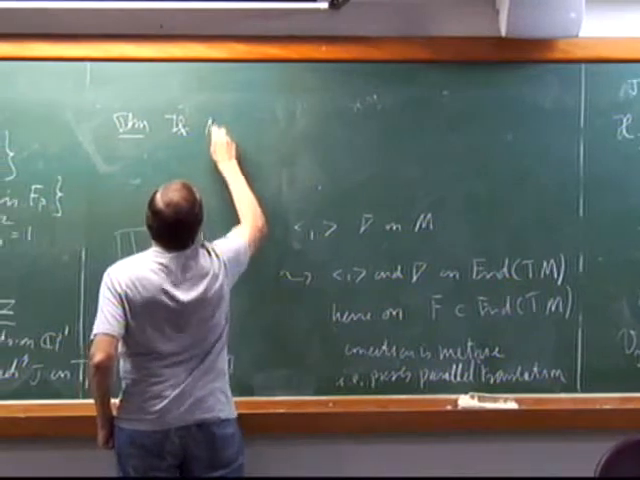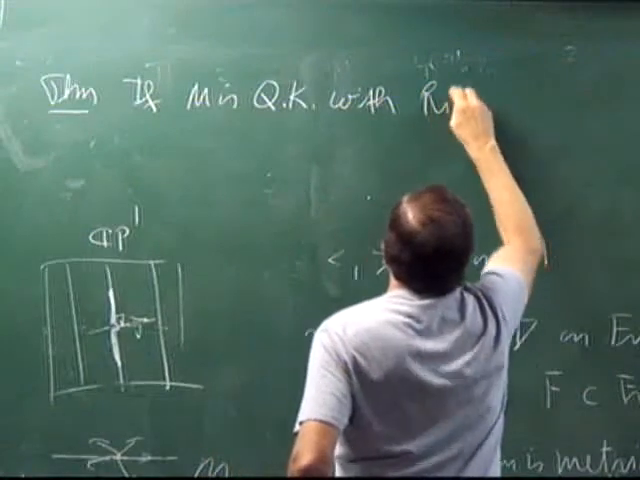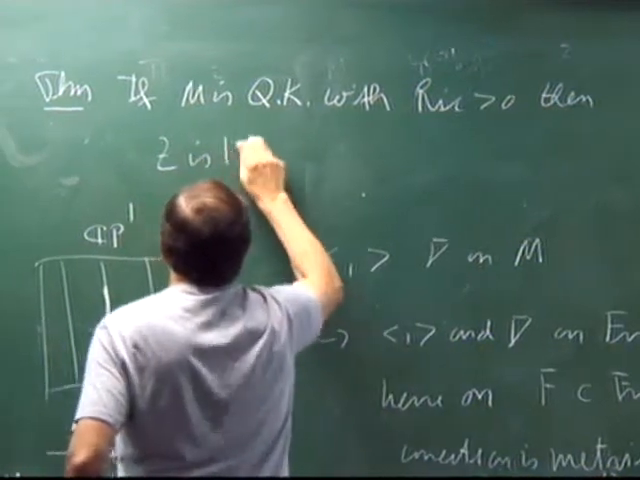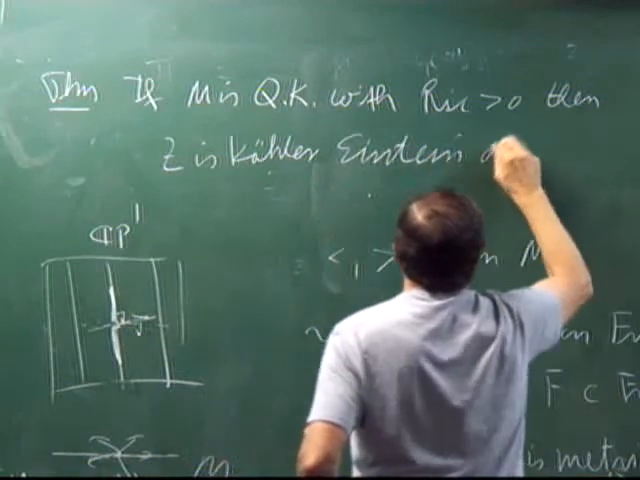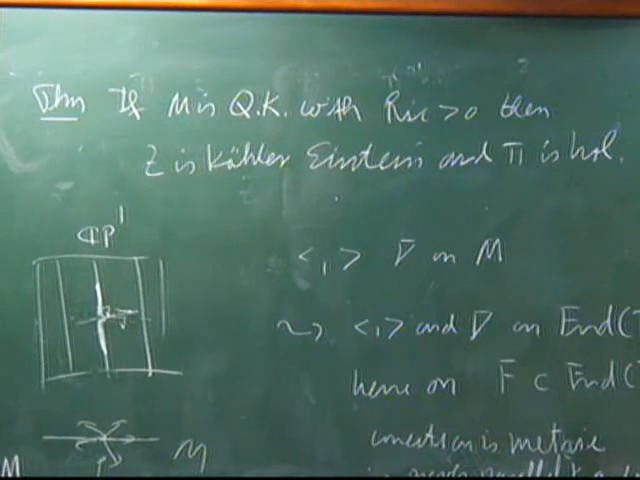If M is quaternion-Kähler with positive Ricci curvature, then Z is Kähler-Einstein, and pi is holomorphic. So that's the connection to complex geometry. Now I have a nice complex manifold upstairs. These are in fact very special. You can say lots of things about this complex manifold, and one can do complex geometry upstairs and try to deduce something about the quaternion-Kähler manifold downstairs.